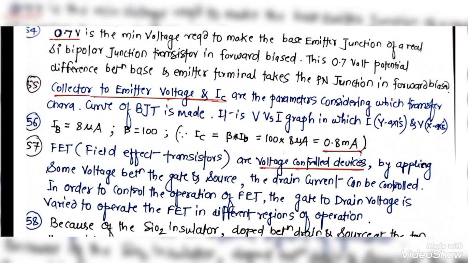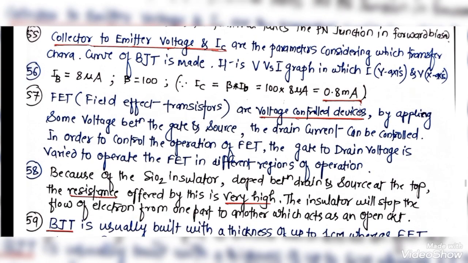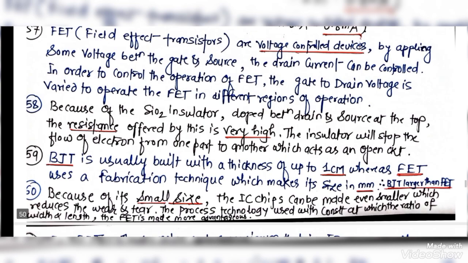Collector to emitter voltage and IC are the parameters considering which the transfer characteristics curve of a BJT is made. It is a voltage versus current graph in which current lies on the y-axis and voltage lies on the x-axis. Here IC is equal to beta into IB, that is 0.8 milliampere in this example.